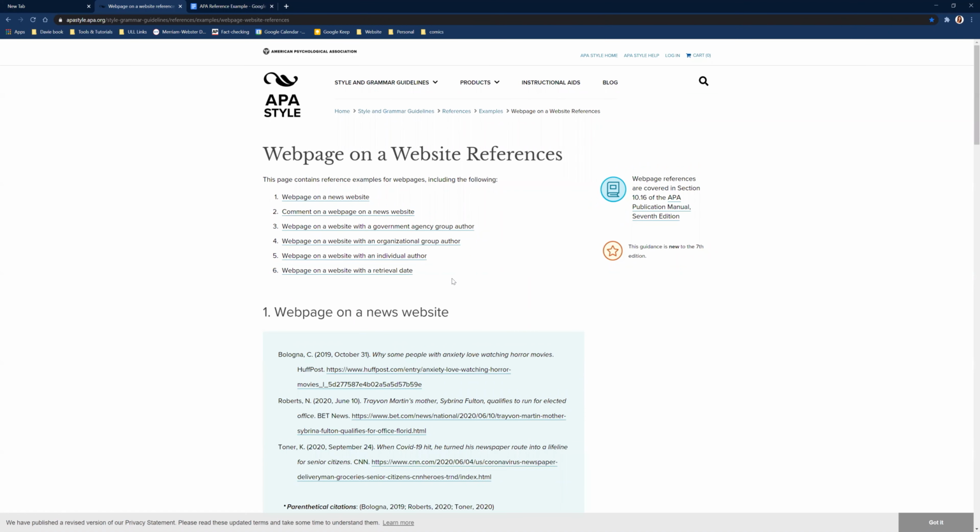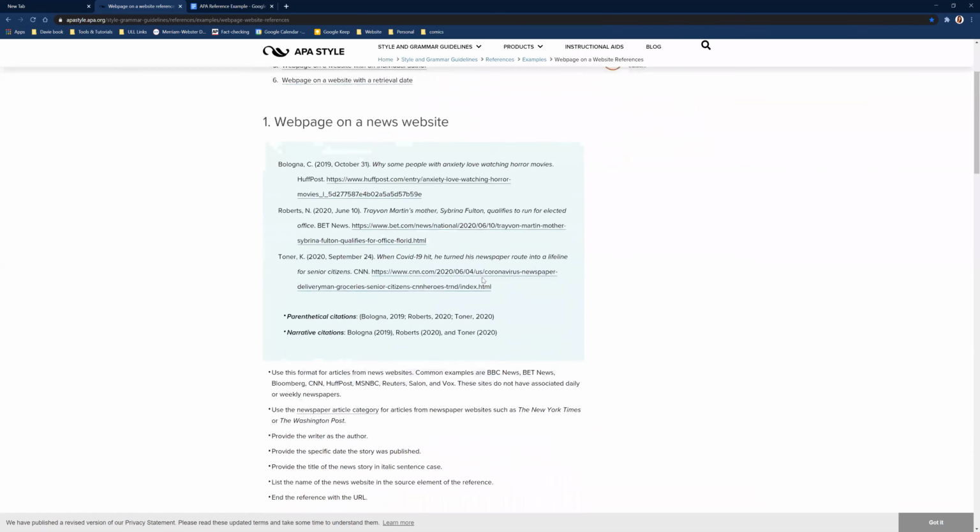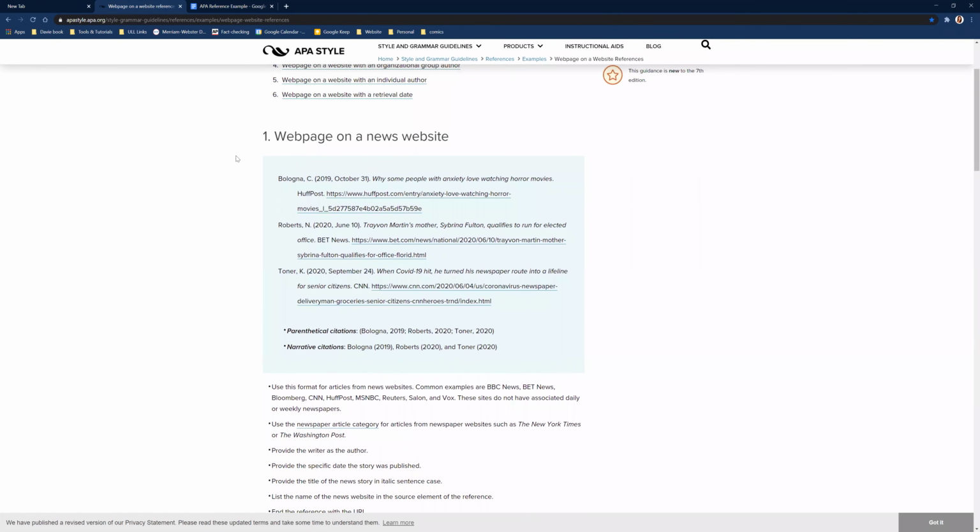Okay, so as you can see on here, these are some of the types of references that most of you are using. Web page on a news website. Now, a web page on a news website is going to have the person's last name, comma, first initial, the date it was published, not the date that you collected the information, then the article title in italics, then the name of the website. So in this instance, it's HuffPost, and this is the URL.